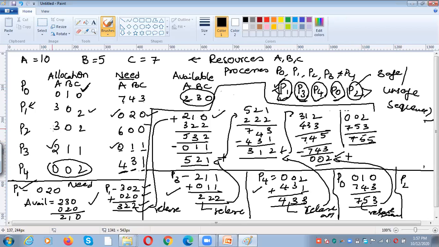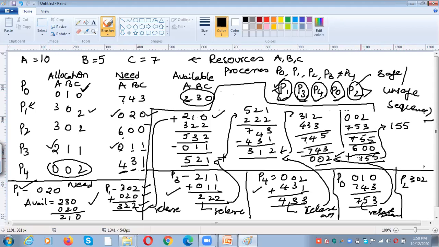So how many were allocated earlier for P2? 302. Now, how many resources are still needed by P2? 600. So from 755, you need to subtract 600. What will be the output? 155. That is the available now.